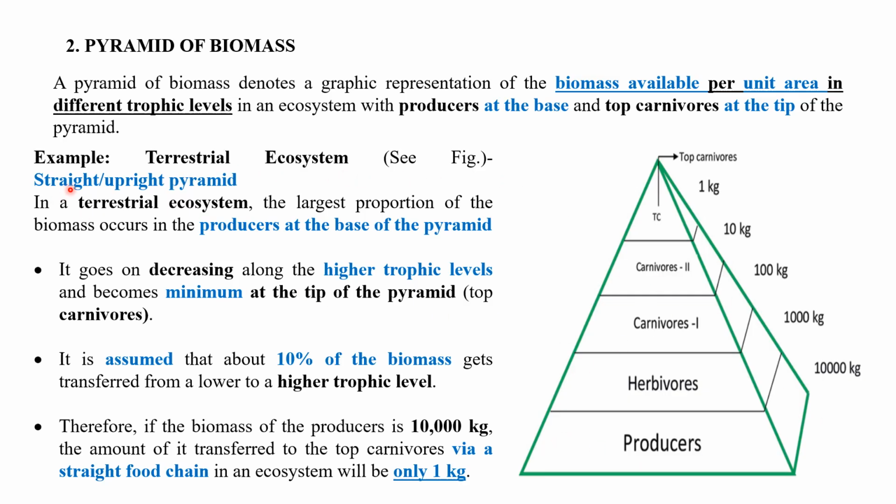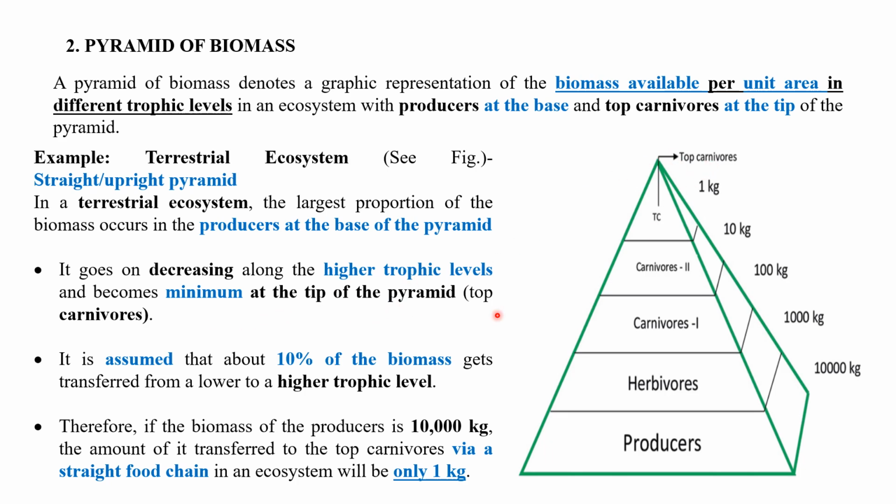This is in the form of a straight or upright pyramid. In a terrestrial ecosystem, the largest portion of the biomass occurs in the producers at the base of the pyramid. Definitely, the weight of the producer part will be more, right? And then it goes on decreasing. The biomass will be more compared to the other trophic levels. It goes on decreasing along the higher trophic levels and becomes minimum at the tip of the pyramid.